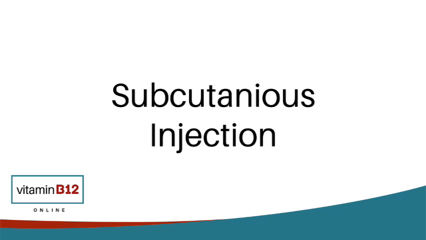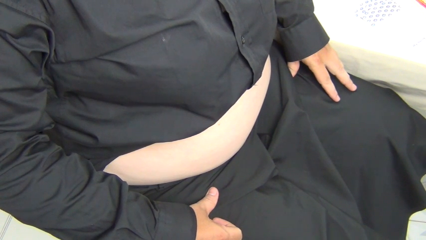The next demonstration will be for subcutaneous injection. The subcutaneous area is the fatty area between the skin and the muscle and needs to be injected at a 45 degree angle for the needle to reach this layer. Here is a live demonstration of where to inject.